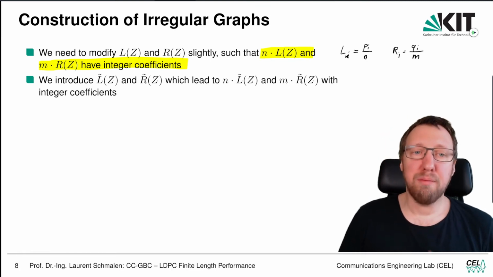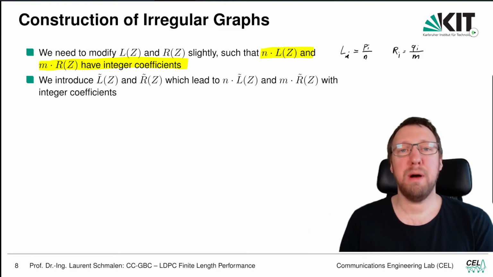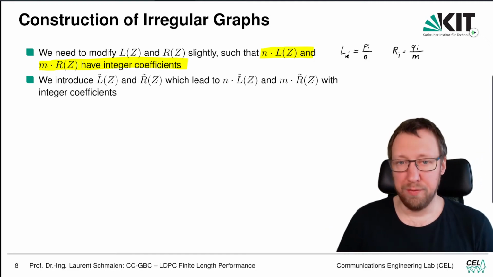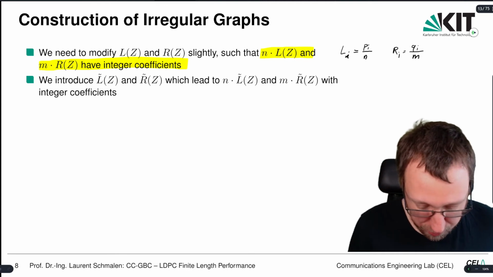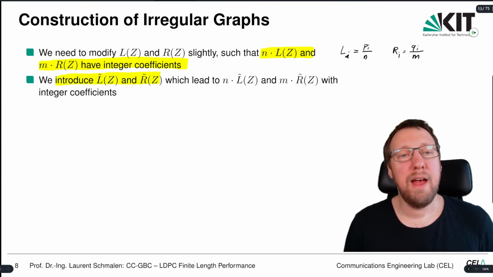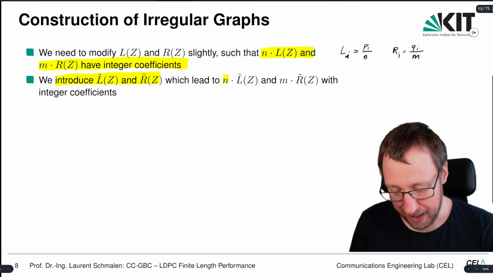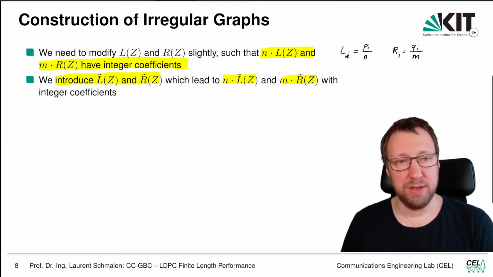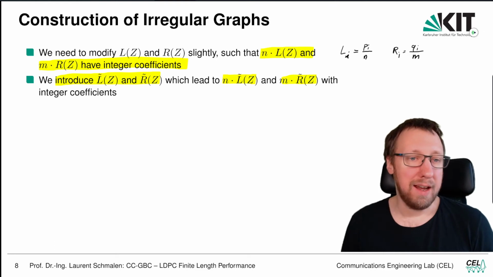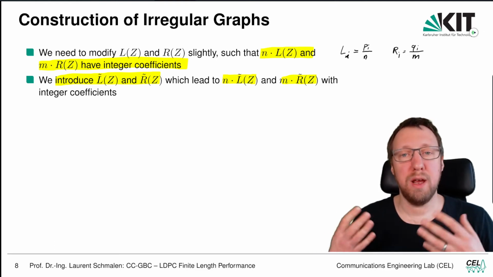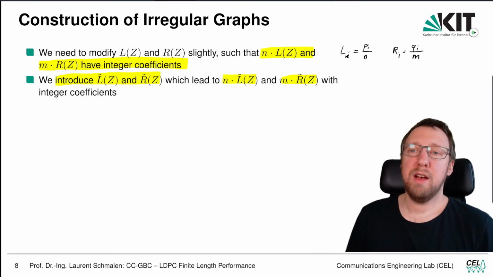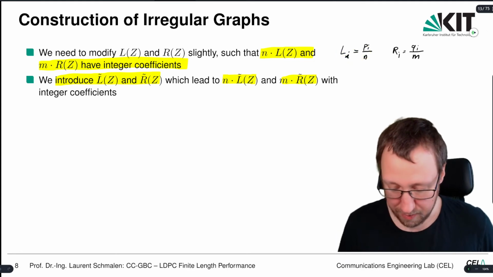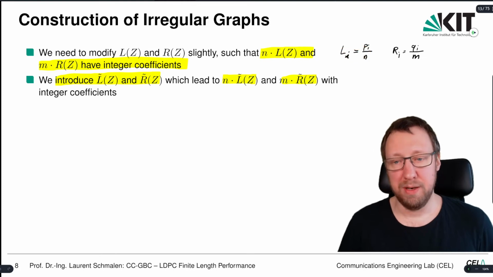So what we do is we approximate L of z and R of z by L tilde of z and R tilde of z, which have these fractional coefficients. So we introduce L tilde of z and R tilde of z. And when we multiply L tilde of z by n, and R tilde of z by m, we end up with integer coefficients. That's the main idea. L tilde of z and R tilde of z should be close approximations of L of z and R of z, but they should fulfill this property.